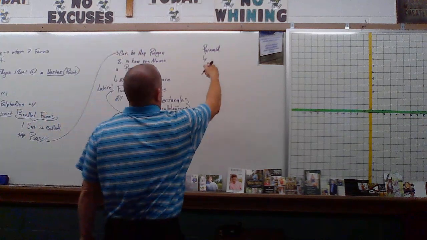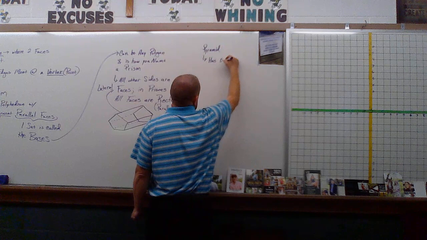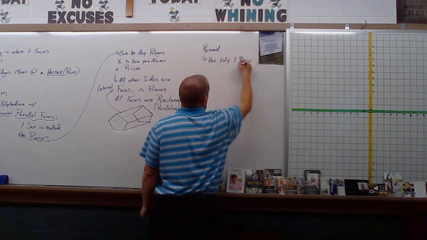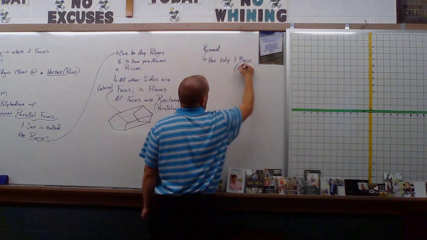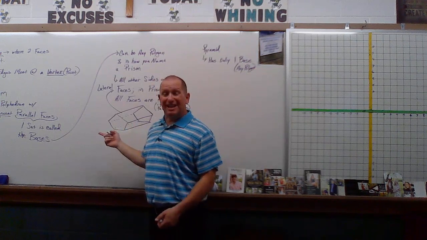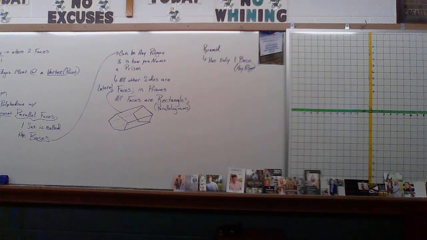Exactly right. So a pyramid has only one base. And again, the base is any polygon. So Grace wanted to have a square there. But again, it could be a pentagonal pyramid, right? We don't have to have a square. It could be any shape that it wants.